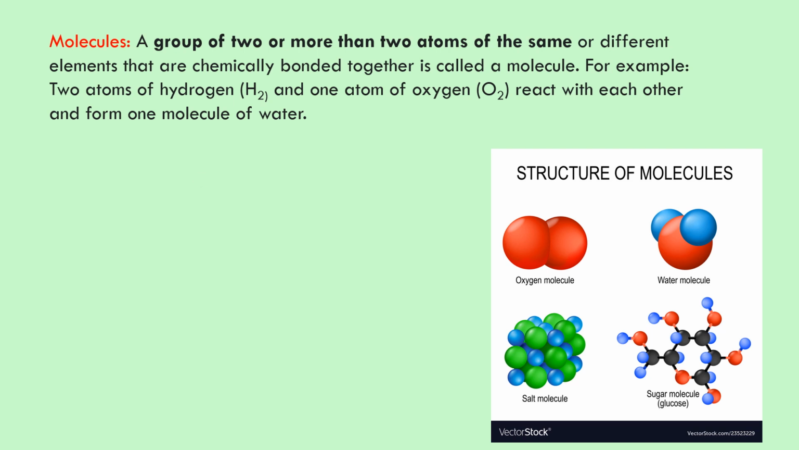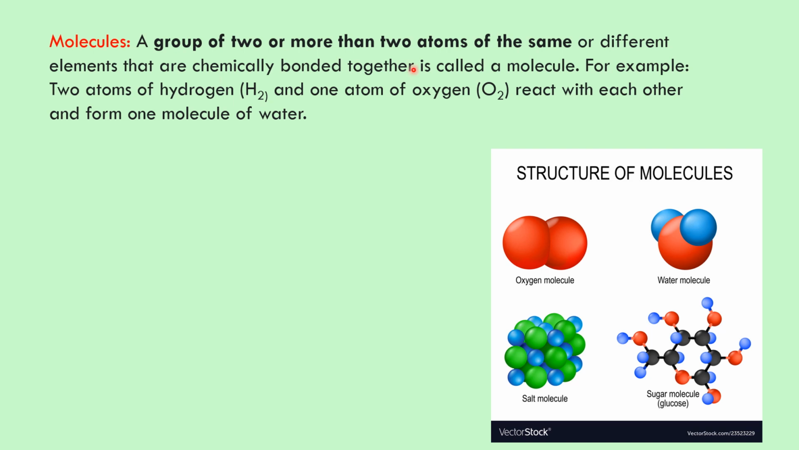Molecule. A molecule is a group of two or more atoms of the same or different elements that are chemically bonded together. A molecule is a combination of two or more atoms of the same kind or different kind, otherwise a combination of two or more elements. In a simple way, a molecule is a combination of either atoms or elements.